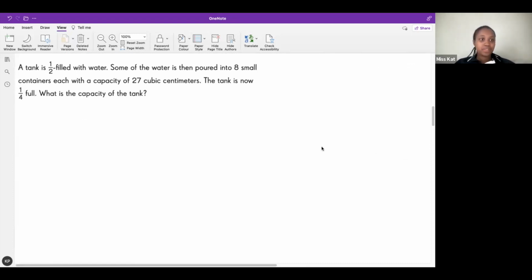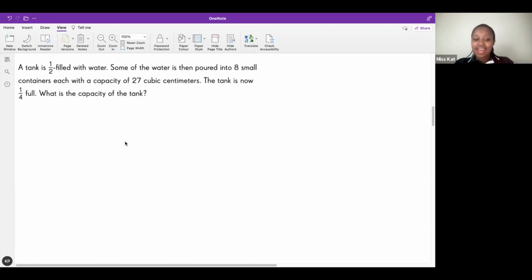Okay, a tank is half filled with water. Some of the water is then poured out into small containers, 8 of them, each that has a capacity of 27 cubic centimeters. And the tank is now a quarter full. What is the full capacity of the tank? A lot going on. Ideas.